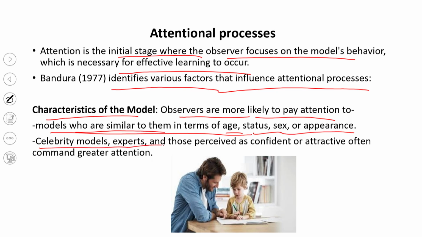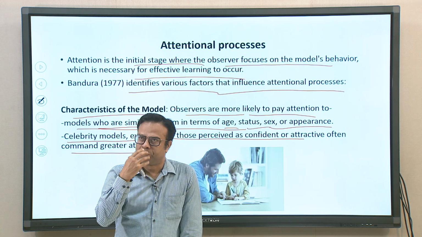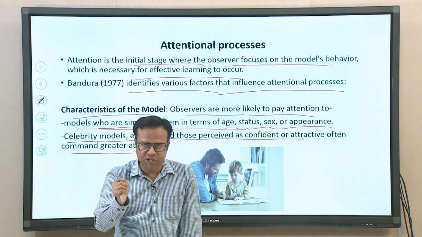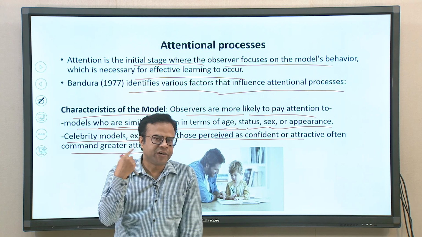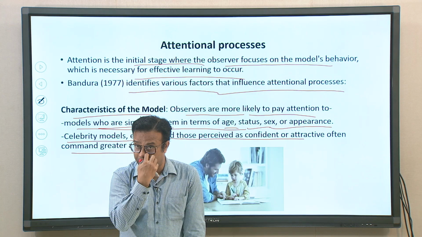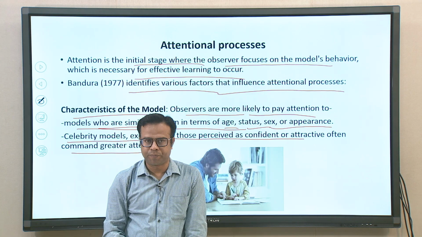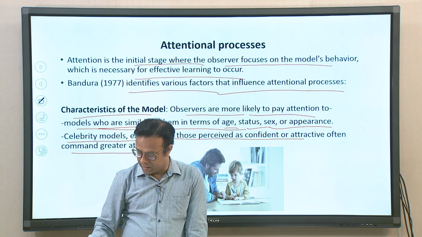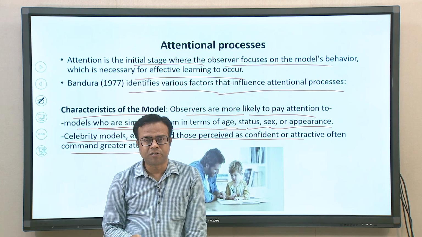Celebrity models, experts and those perceived as confident or attractive often command greater attention. That is why people use celebrities in advertisements, because they catch your attention. People who are attractive, people who are experts, people who are celebrities, generally they catch more attention. So, if those people are doing something, probably you will give more attention to them. Okay. So, the attentional process may depend on some of these factors.